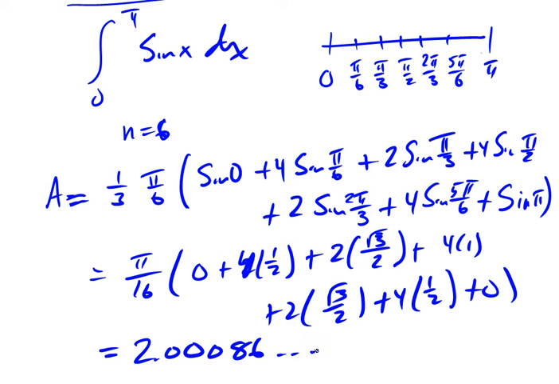So the error this time was pretty dang small. I mean, I know this integral is 2, and Simpson's rule here worked to 1, 2, 3. I'm off in the 4th decimal place. Actually, I'm off by 0.00086. I guess I can do that subtraction pretty easily.